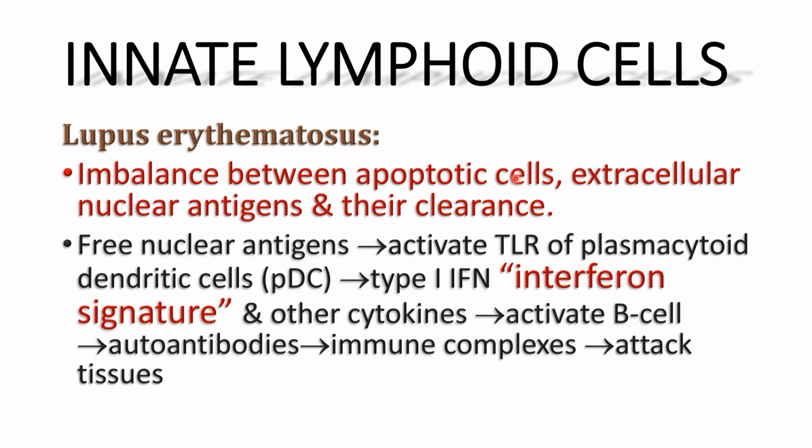In systemic LE, we have an imbalance between apoptotic cells and nuclear antigens, extracellular deposition, and between their clearance and disposal. These nuclear antigens will activate the toll-like receptors of plasmacytoid dendritic cells, which, with the secretion of type 1 interferon, known as interferon signature, and other cytokines, will activate the B cells, which will result in the production of autoantibodies. These autoantibodies will form immune complexes which will attack the tissues and result in a vicious circle and in chronic inflammation and tissue damage.